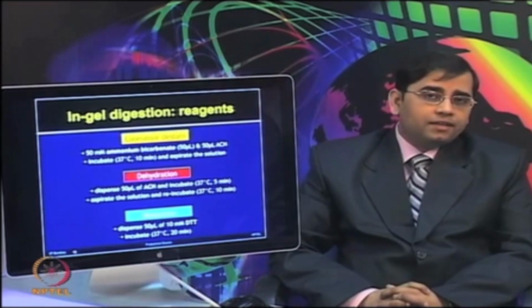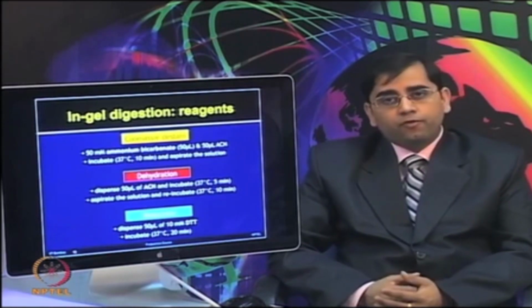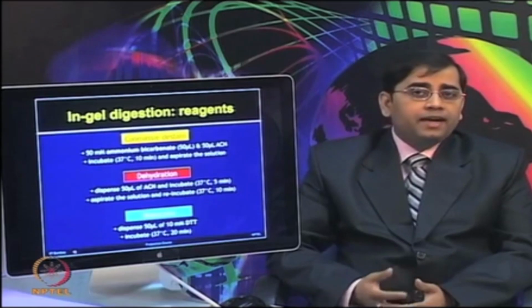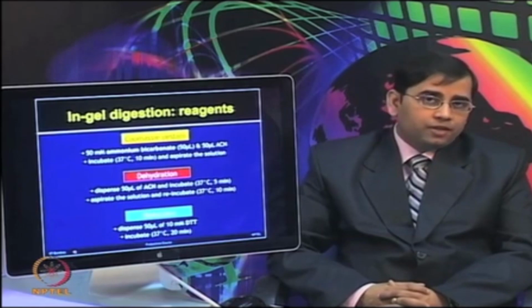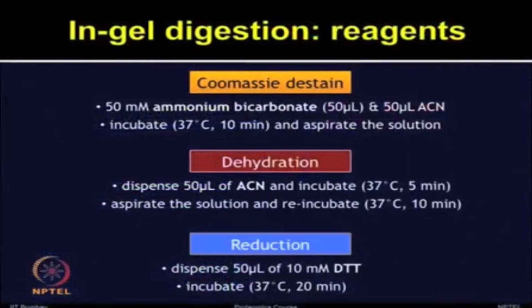Once the de-staining step is performed, then we need to dehydrate the gel pieces, which can be done by the addition of acetonitrile. After this incubation is done, then you are ready for performing the reduction step. Now, why is the reduction step required? After the stain removal, the next steps include reduction as well as alkylation of protein residues, so that you can denature the protein into its primary structure.